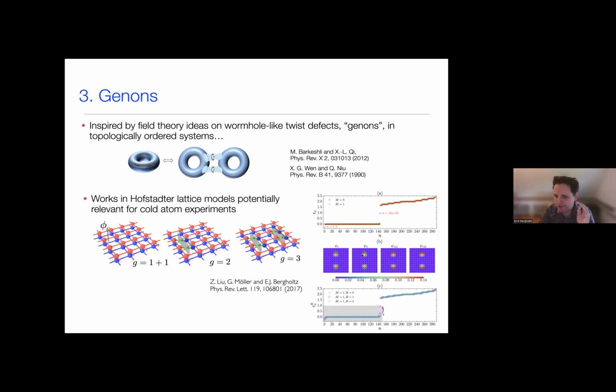Fortunately, since these are localized, you can do that with a local potential without destroying the band structure. And then within this new effective band, you can get genons. So the question is, how about the Moiré setting? And the first thing to do is to look at the single particle problem. What happens with mid-gap states, what do you have to do with the mid-gap states, can you control them, and so on.